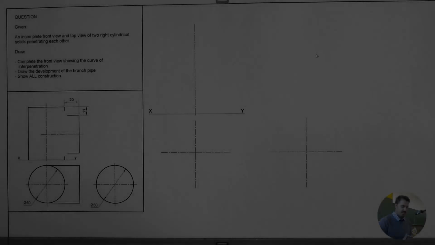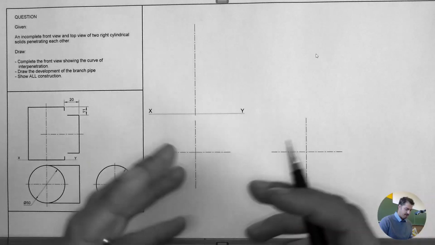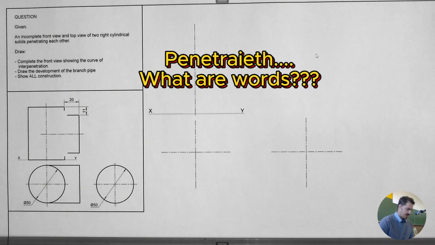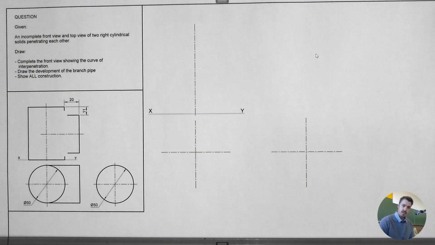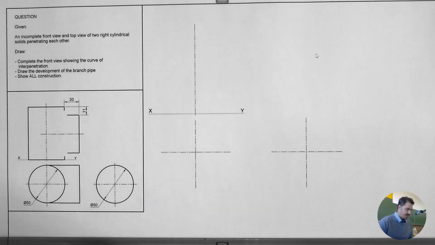In grade 11. Today we are looking at two cylindrical solids that penetrate each other. This will be the third installment in the series, or lesson rather. So let's start with this one. First of all, this is the pictorial view that we have. We see the two right cylinders penetrating each other. We should also note that both of these cylinders are exactly the same diameter.